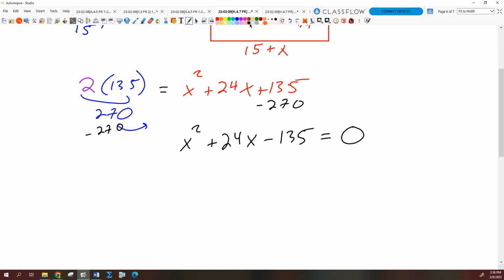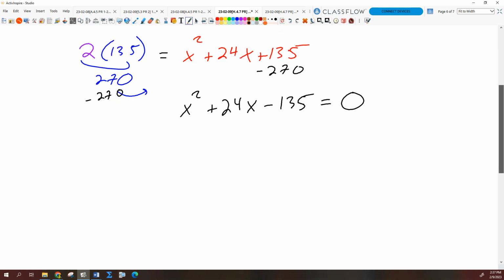We're not going to, are we? 27. It's not going to work. 27 and negative. No, it's not going to work, is it? No. Okay, so we're going to have to use the quadratic formula.